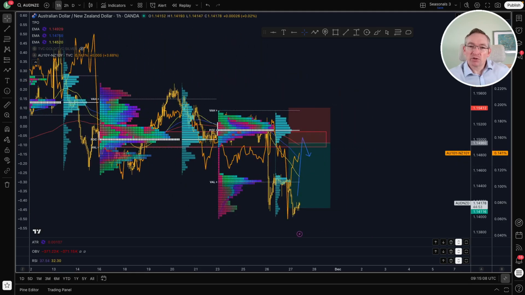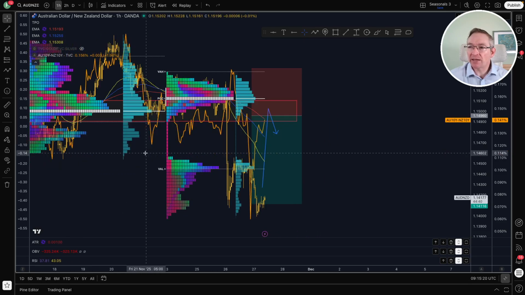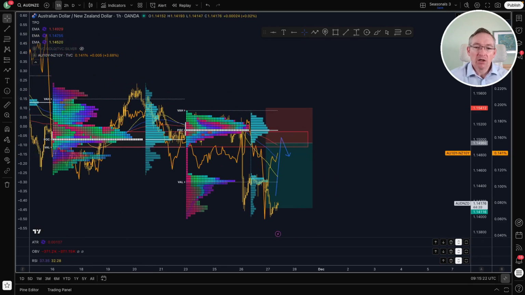So what the time price opportunity will do, it will show you areas of fair value, great areas to potentially enter. It can help you know where you put your stop. And it really helps set expectations as well.